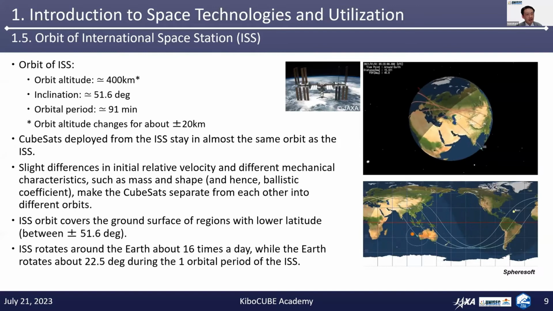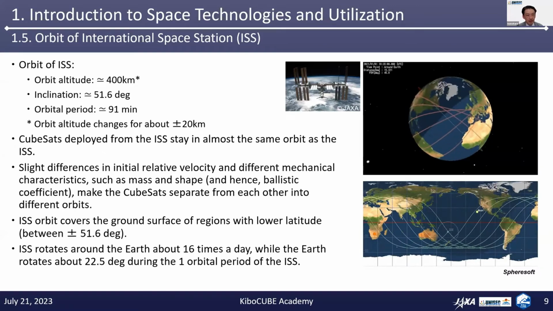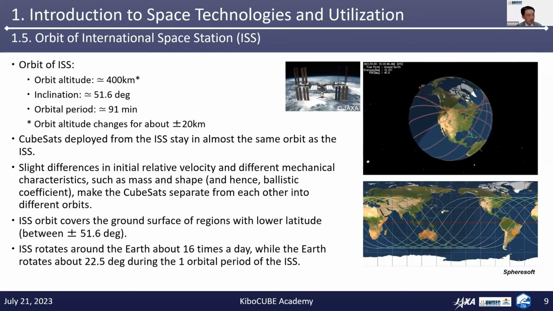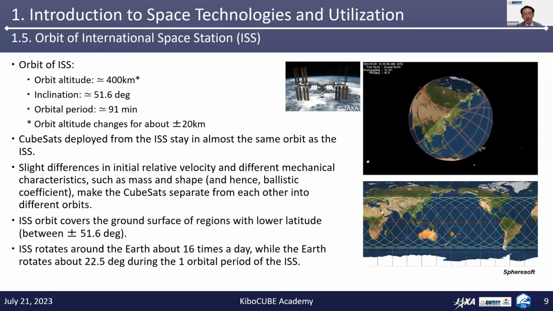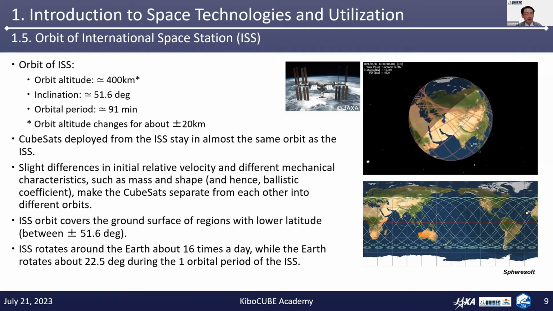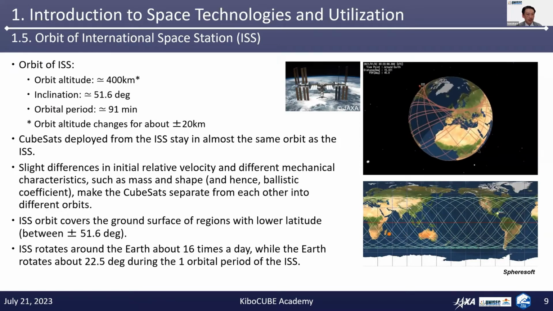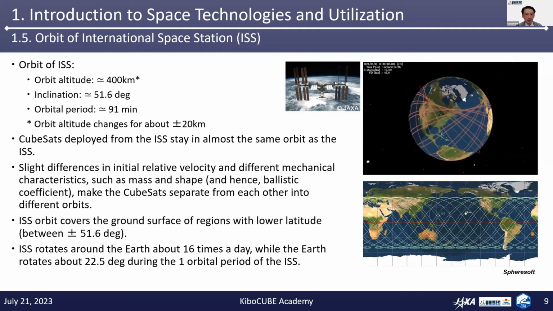So let's examine the ISS orbit in more detail. These are the parameters of the ISS orbit. The orbit altitude is about 400 kilometers. The inclination is about 51.6 degrees. The orbital period is about 91 minutes.